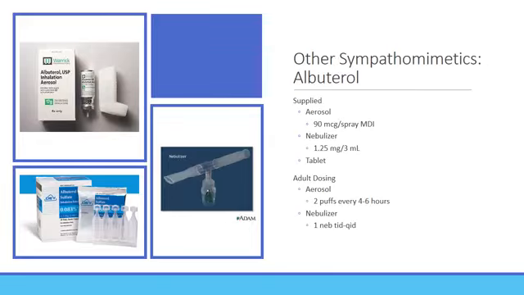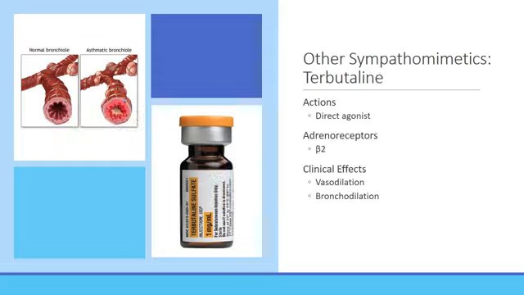Albuterol comes in a variety of different ways. It comes as an aerosol. It's a 90 mcg per spray metered dose inhaler. It also comes as a nebulized treatment that requires the use of a nebulizer, and it can come as an oral tablet as well. Typically, though, the oral tablet's not really that effective. In terms of adult dosing, with the aerosol, usually it's 1 to 2 puffs every 4 to 6 hours. The nebulizer treatment, it's one of those little nebulizers every 6 to 8 hours.